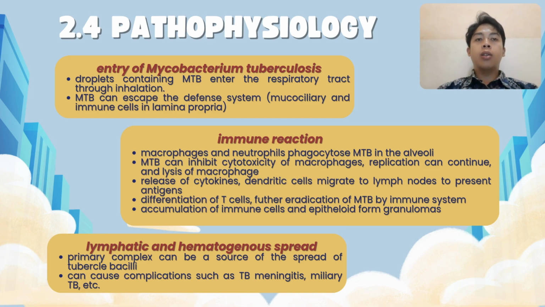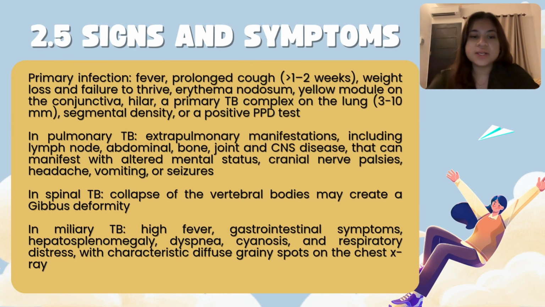The primary complex can be a source of the spread of tubercle bacilli, and it can cause complications such as TB meningitis and miliary TB. So the next one is signs and symptoms of TB in child.